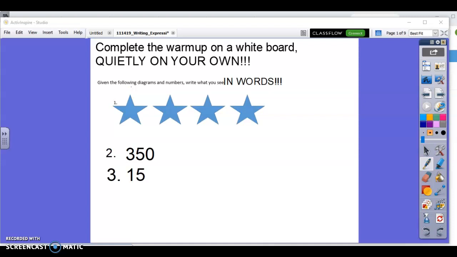All right, so here's your warm-up. Complete the warm-up in your notebook, quietly on your own. Given the following diagrams and numbers, write what you see in words. So go ahead and press pause, answer this in your notebook, and then press play.